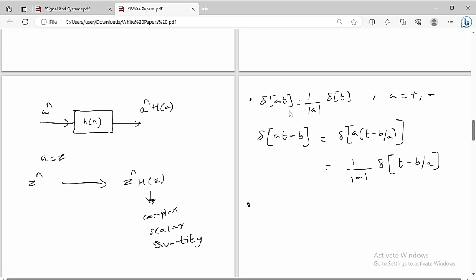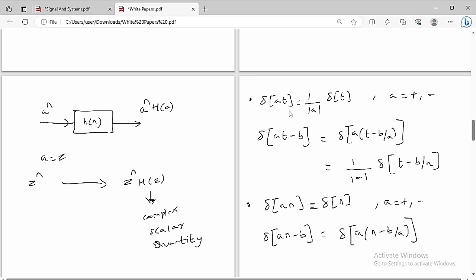But now let's go for the discrete time case. Delta of AN is always equal to delta of N. This is in the case of the discrete time domain, where A can be either positive or even negative. But then what is delta of AN minus B? Here also the same thing. Take A as a common, N minus B by A. If we apply the above formula, what are we going to get? Delta of N minus B by A.